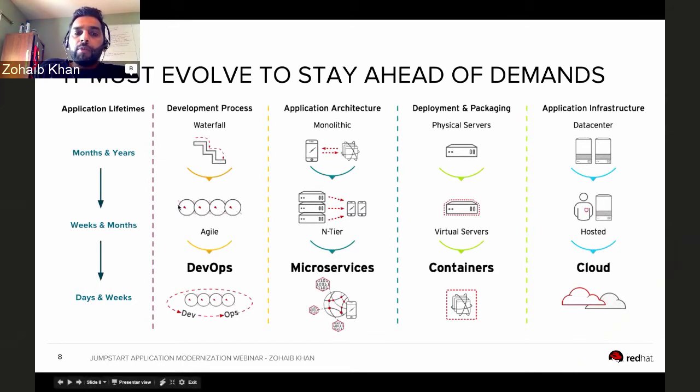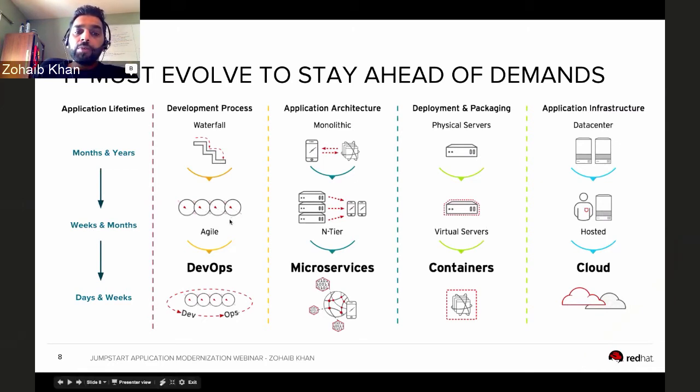So if you look across the board, back in the day we were using waterfall, developing monolithic types of systems deployed on physical servers, running in a single data center. As we made our transition from decades to years, we have changed a few things. We have adopted virtual servers, for example. Data centers are still around. We have moved from monolithic to n-tier systems, and most organizations are either in the process or have a flavor of Agile now in place.